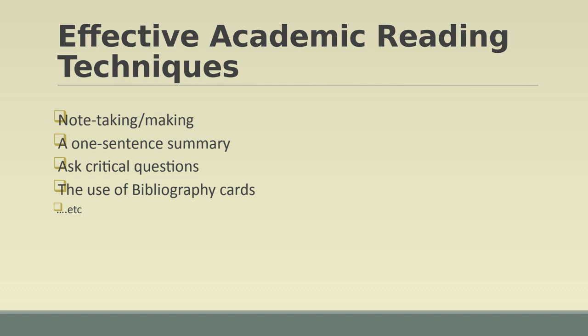Very effective academic reading techniques are note taking and one-sentence summary, for example, for very, very short texts, critical questions that you incorporate in your pre-searching for sources, and the use of bibliography cards, whether you are designing these cards yourself or you are consulting the librarian to help you design a card. Nowadays, because we are using technology, you can design online cards. You can have soft copies of your bibliography cards.